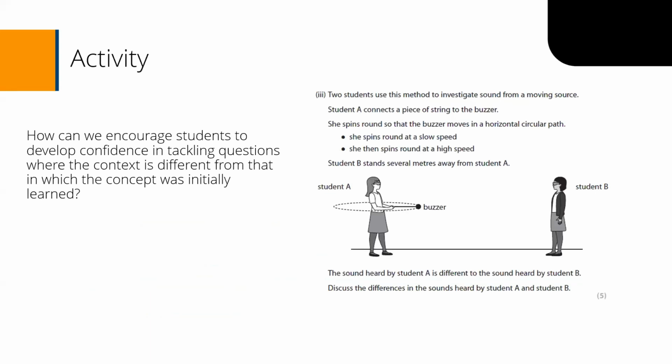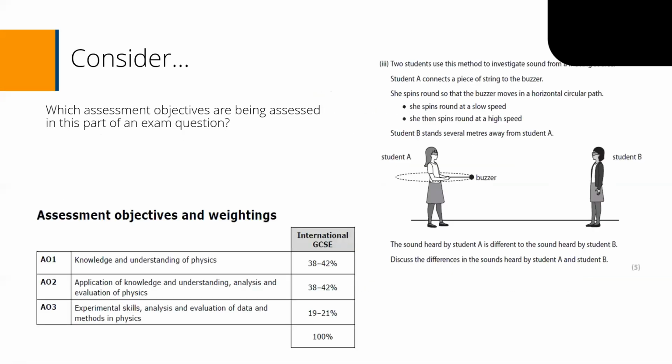Okay. How can we encourage students to develop confidence in tackling questions like this one, where the context is different from that in which the concept was initially learned? Sorry, just a question. Can you please explain briefly what's the difference between assessment objective 1 and 2?